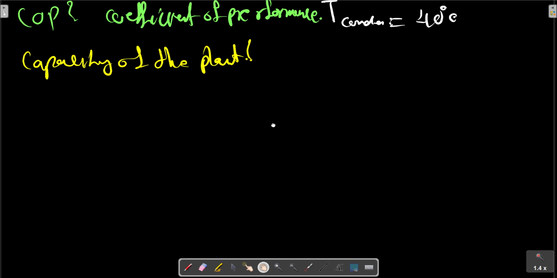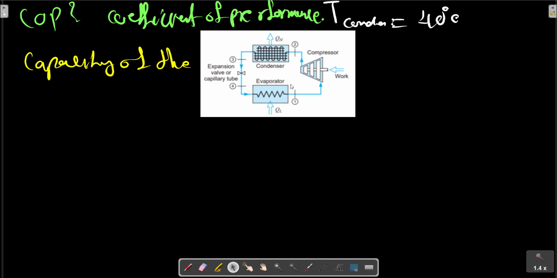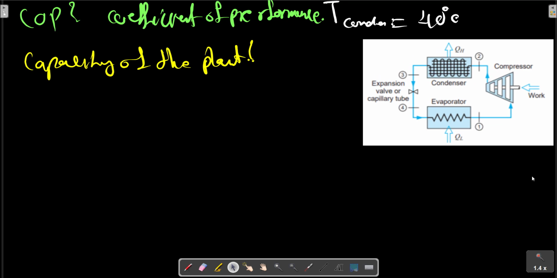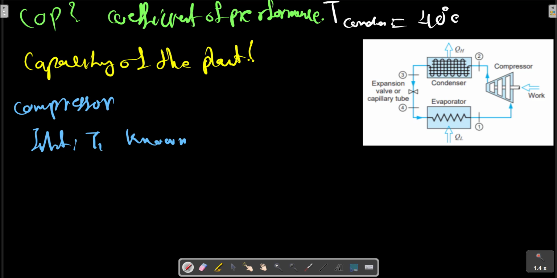For this problem, consider the refrigeration cycle. At first, we consider the compressor as our control volume, inlet pressure, T1 now, saturated vapor after evaporation, and exit at this point, T3.